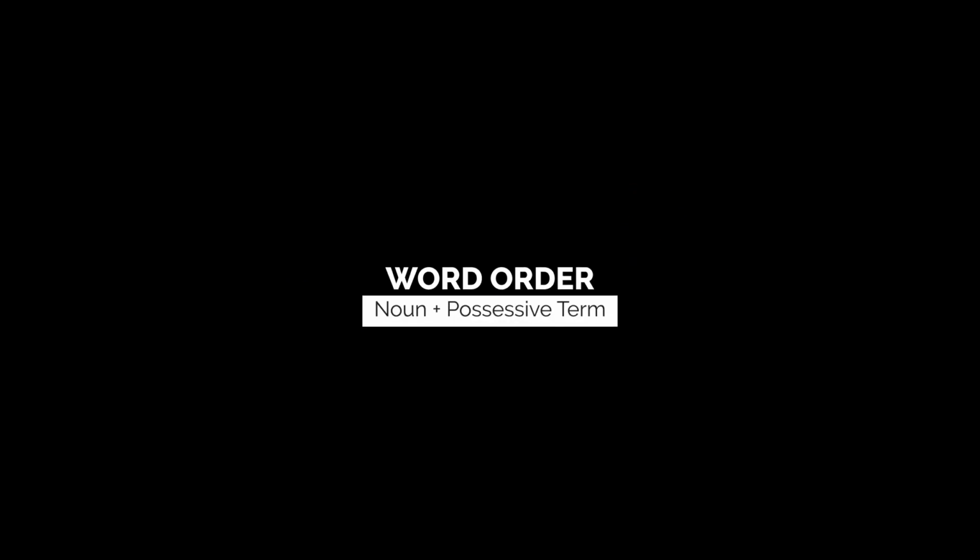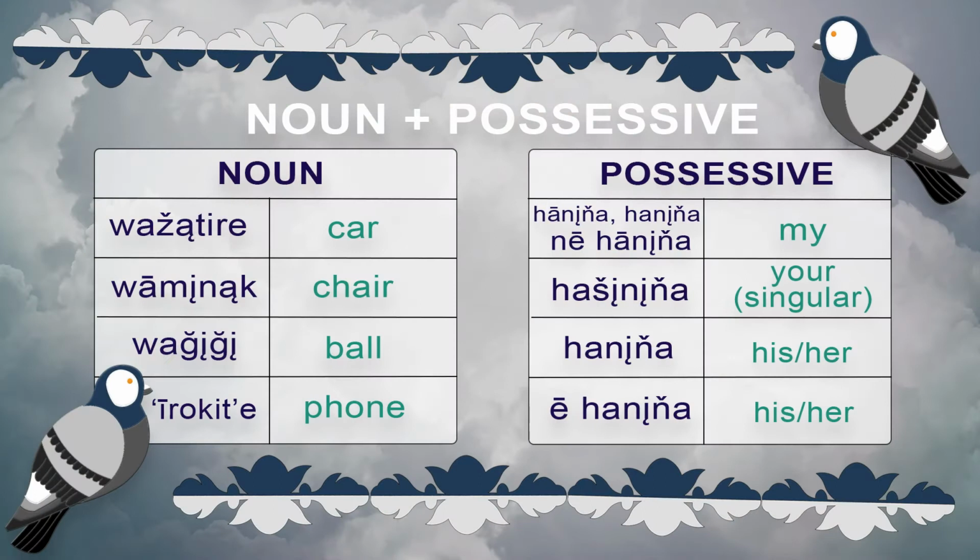Noun plus possessive term. As far as noun phrases go, we can also put nouns and possessives together. For objects, we can use hanina for his, her, or its, hanina for my, and hashinina for your, singular. Let's look at another list of nouns and an object-possessives list. More nouns: Wajantide, car. Waminak, chair. Wahinrin, ball. Irokite, phone. Possessives were discussed in video 1.